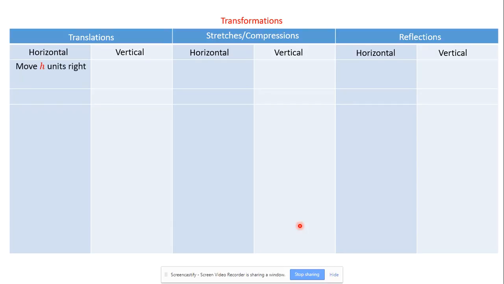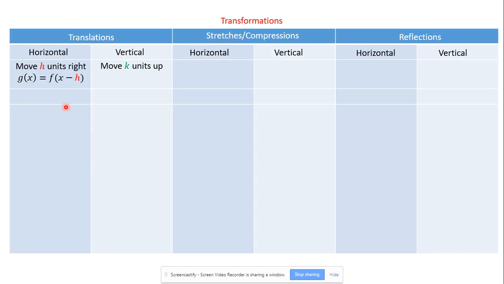So, if we want to go horizontal, if we want to move h units right, g of x is going to be f of x minus h. Remember I said horizontal is going to be backwards. It's not x plus h like it was with points. It's just x minus h. And what this means is we are going to replace all the x's in f of x with x minus h.